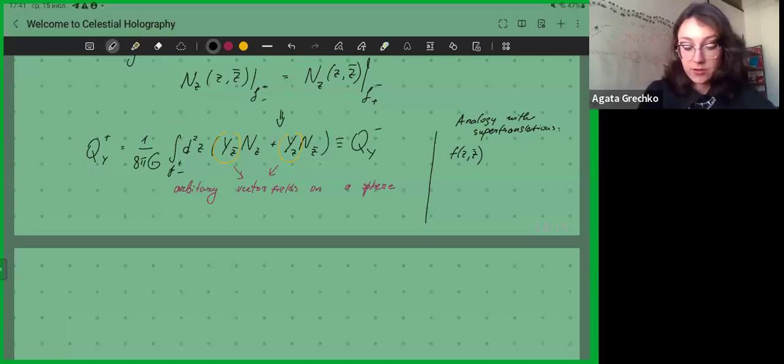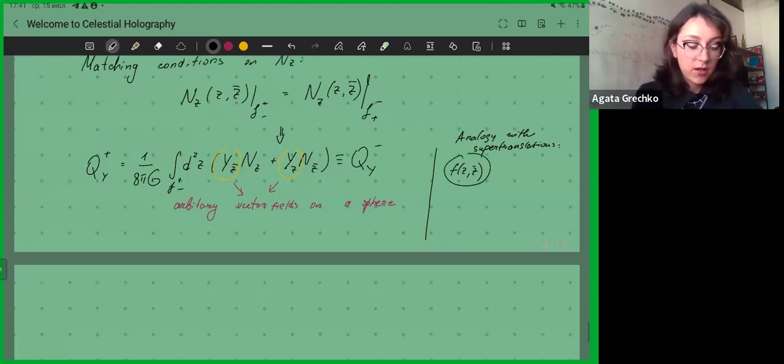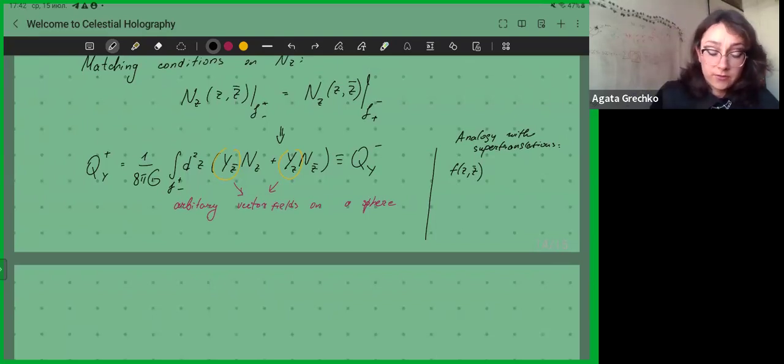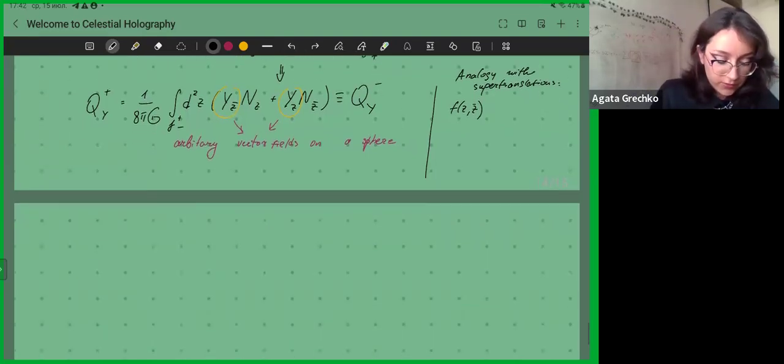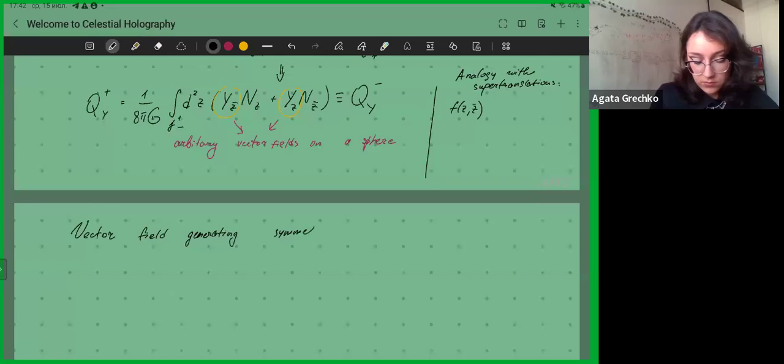Okay, so by analogy with the supertranslations that were given by the functions f on a sphere, this is already a vector field on a sphere. And we can also write down the vector field generating these symmetry transformations.